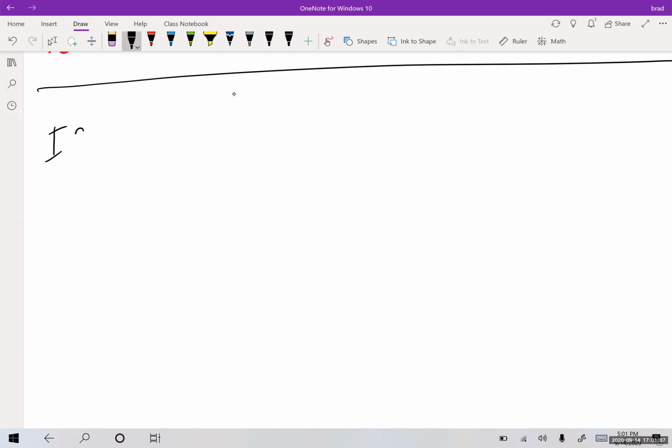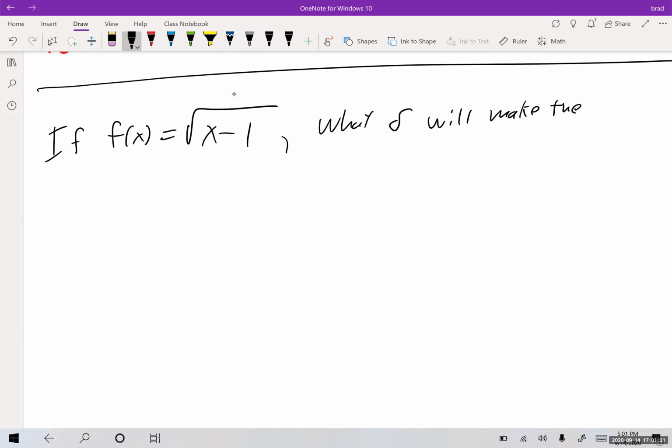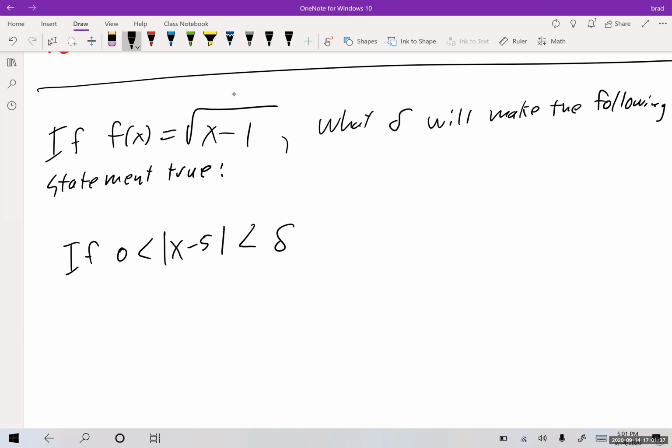Let's say f of x equals the square root of x minus 1. What delta will make the following statement true? If 0 is less than the absolute value of x minus 5 is less than delta, then the absolute value of f of x minus 2 is less than 0.3.